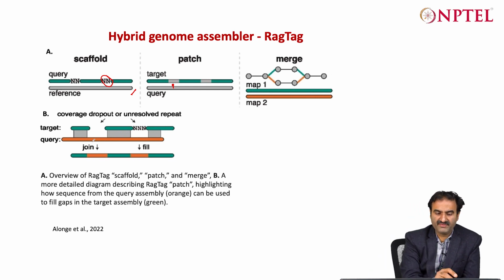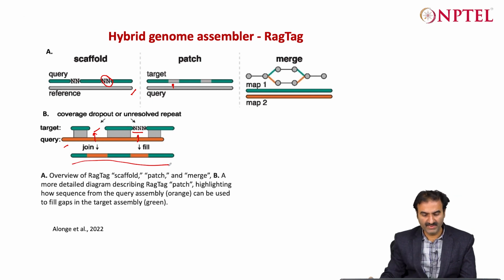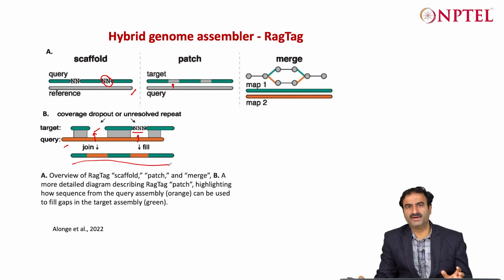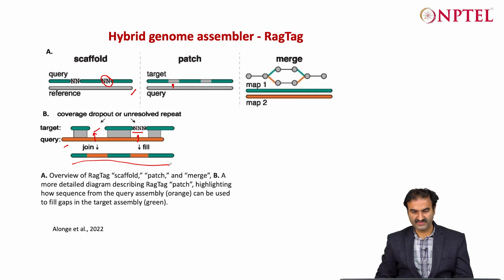For example, here you can see that there were gaps, there were unknown base pairs. So it used the information from the query to fill up these parts and made the merged, or overlapped, assembly, right? So this is also a common method.